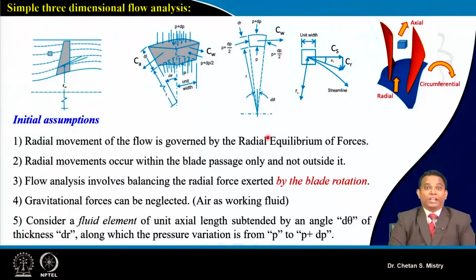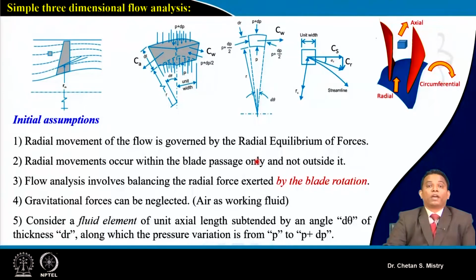Before going into detailed analysis, we will be making certain assumptions to simplify the problem. Our first assumption is that the radial momentum of the flow is governed by radial equilibrium of the forces. So we are more interested in what is happening with our radial momentum, so we are considering the balance of my radial forces. The radial momentum is what will be occurring within the passage only, not outside.